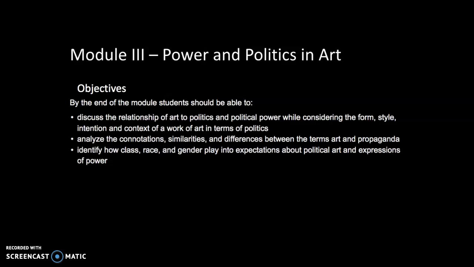Finally, we're going to see how race, class, and gender play into expectations about political art and expressions of power in both the ancient and the modern worlds.